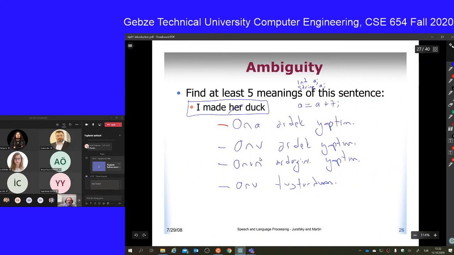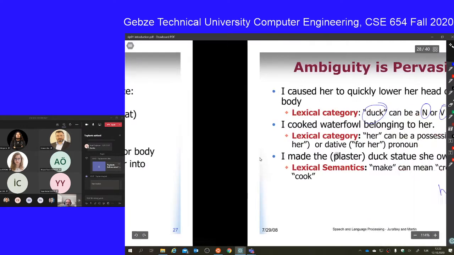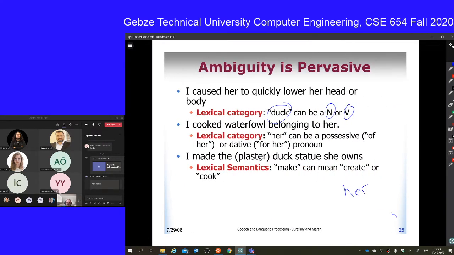And just to show an ambiguity example, I gave you this example of "I made her duck." We can find at least five meanings of this sentence. Of course, this is an English sentence, and if we translate each of the meanings to Turkish, we end up with a different sentence. That's why it makes it easy to see these ambiguities. These were the meanings, and we talked about the causes of these meanings.